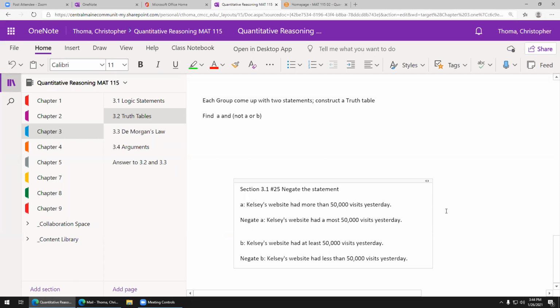Now that one will be a less than, because 50,000 is included in the first statement. At least means that number or more. So therefore, the opposite would be less than that number.